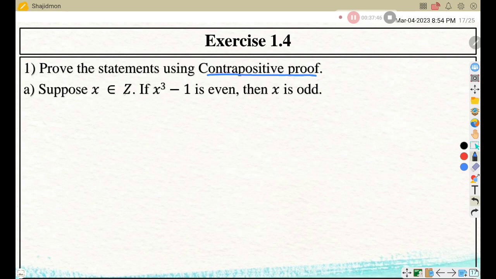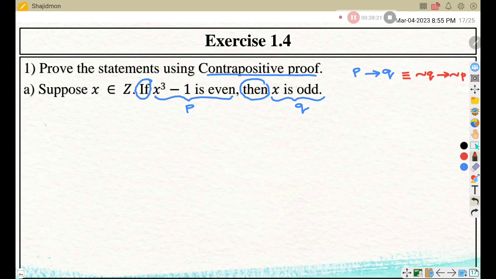Suppose that x belongs to Z. If x power 3 minus 1 is an even number, then x is an odd number. So x cube minus 1 is even is p, and x is odd we take as q. We need to prove p implies q, correct? Instead of proving p implies q, in contrapositive proof we prove negation of q implies negation of p.